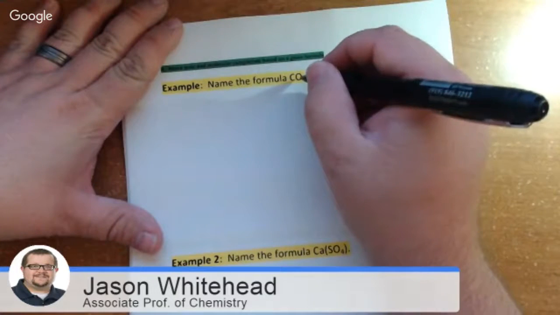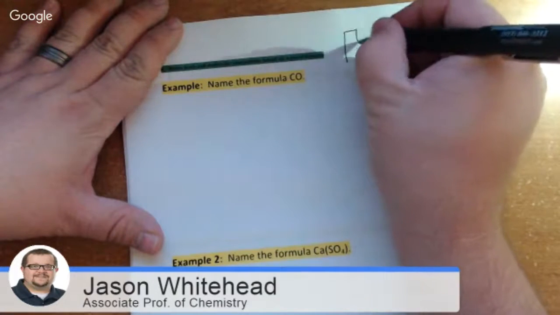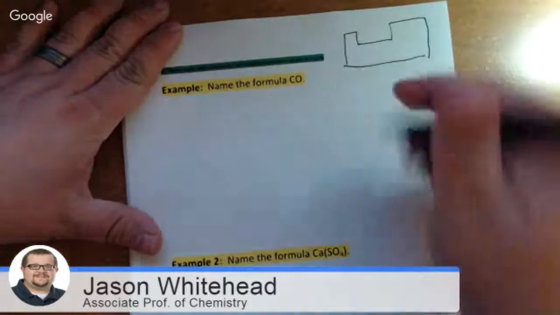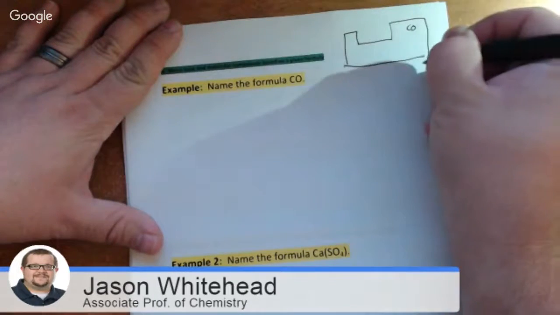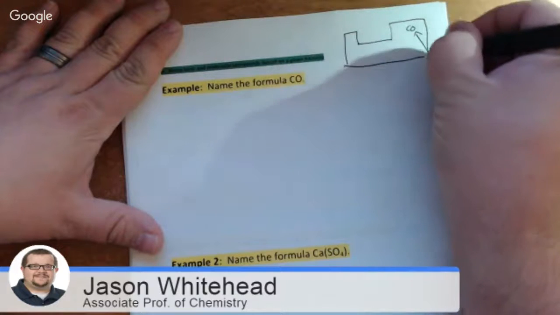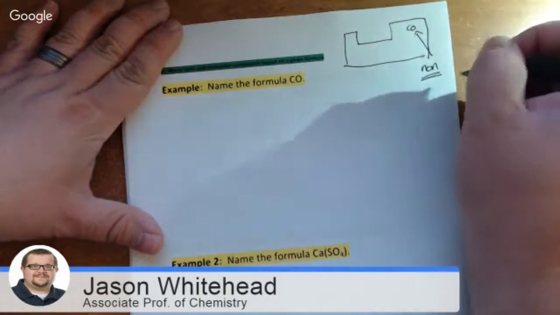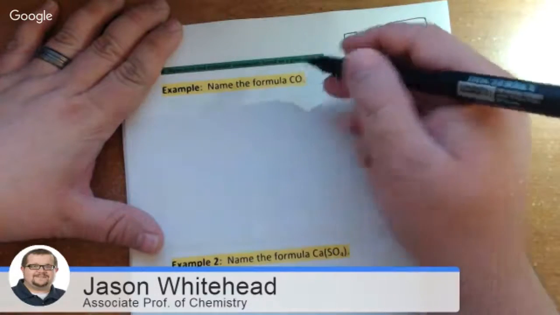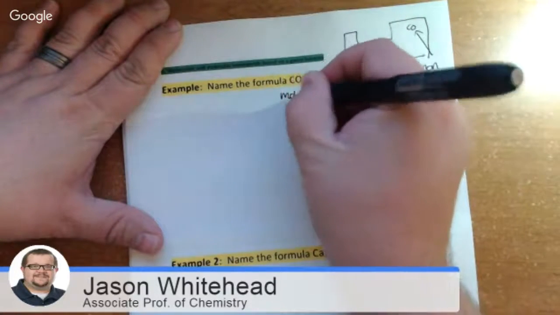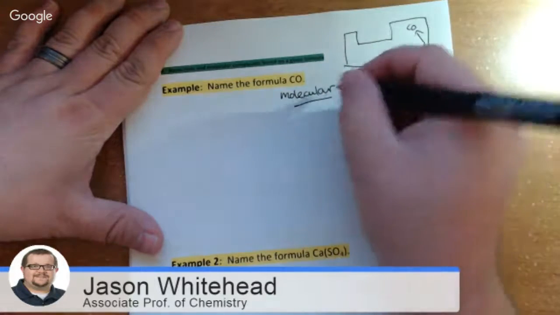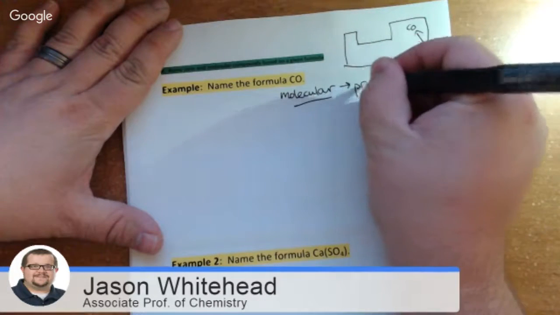So on the periodic table, you'll see me draw this a fair bit tonight. C and O are both on the upper right. That makes carbon and oxygen both nonmetals. If they're nonmetals and the whole formula is made of nonmetals, that means this is going to be molecular. And for molecular compounds, we've got to use prefixes.